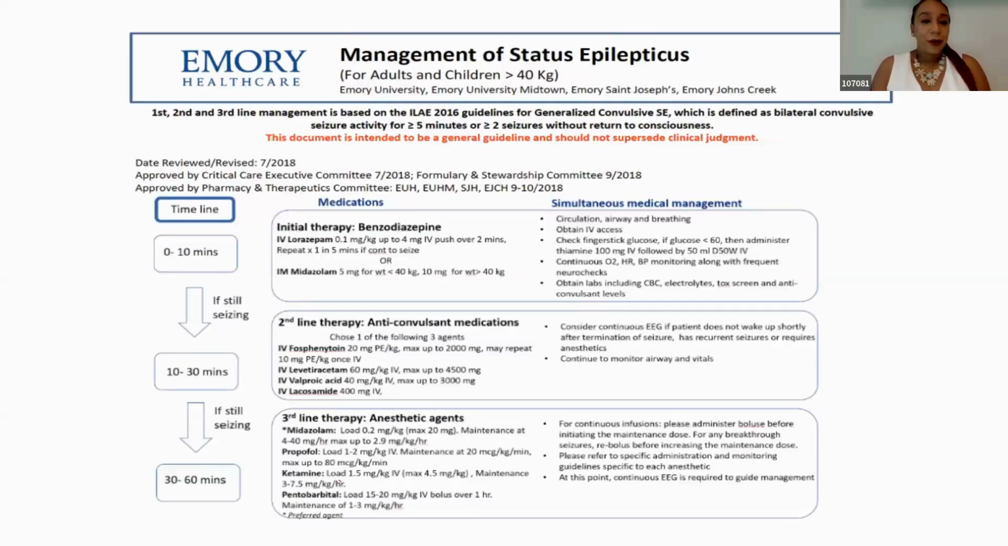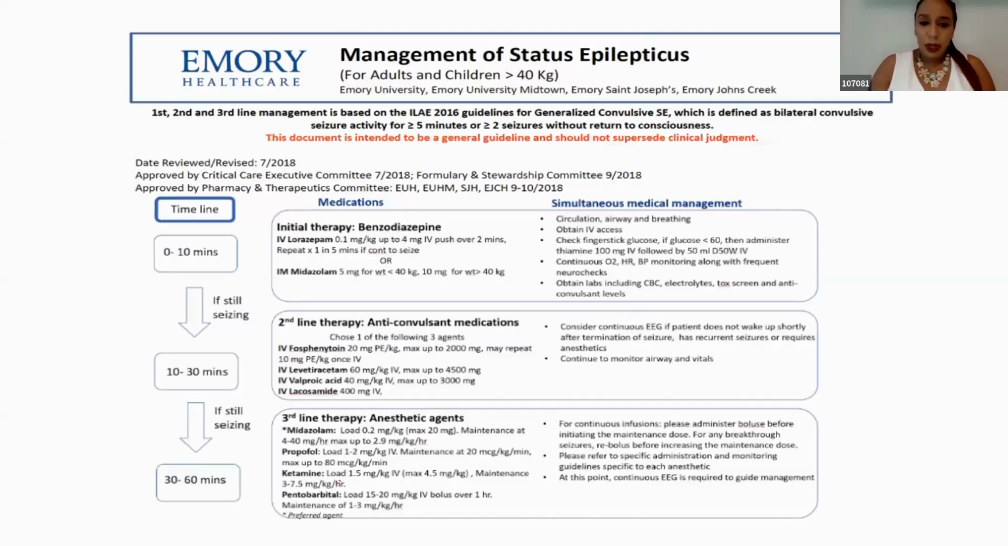Time is brain. So there are time windows here: 0 to 10 minutes, 10 to 30 minutes, and 30 to 60 minutes. In the 0 to 10 minutes, we're trying to stabilize the patient: airway, breathing, circulation. We're obtaining IV access, checking the blood glucose, monitoring vitals, getting labs, and giving IV lorazepam 0.1 milligram per kilogram, 4 milligram IV push over 2 minutes. If they don't stop seizing, we give another one.